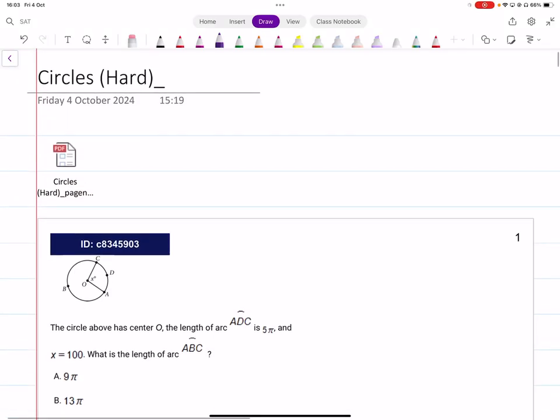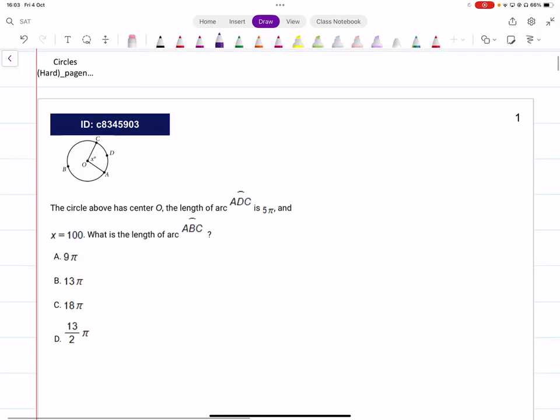Okay, so first of all, we have circles in geometry and trigonometry. Let's do hard questions from this PDF. So first of all, you've asked about question number 1 from this.